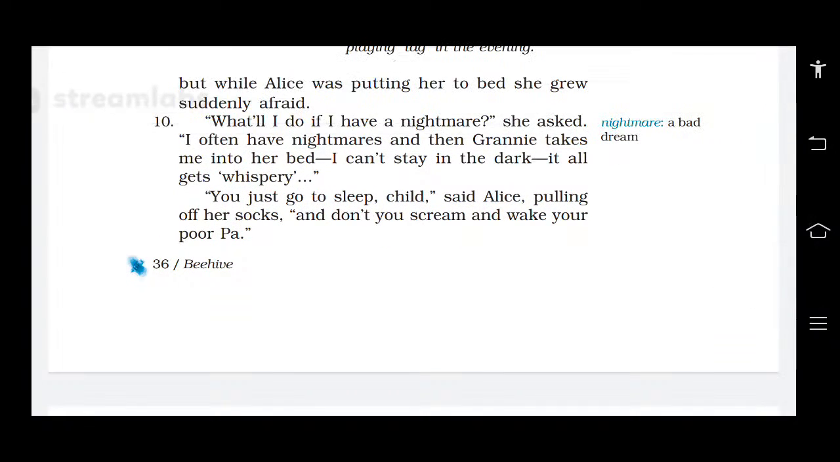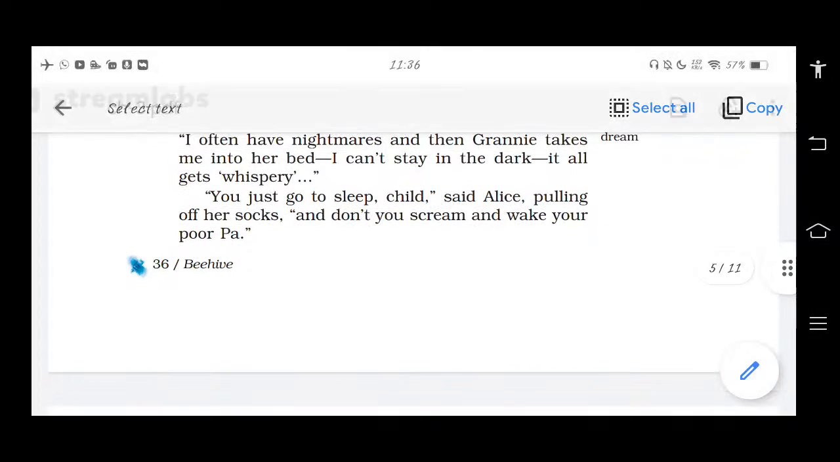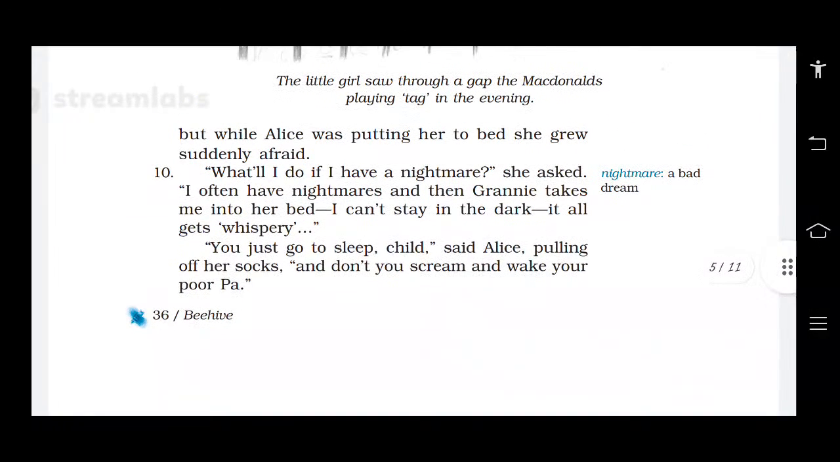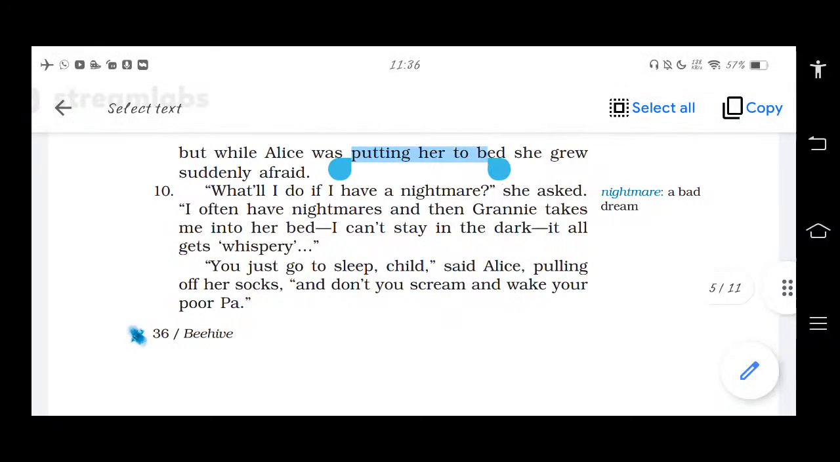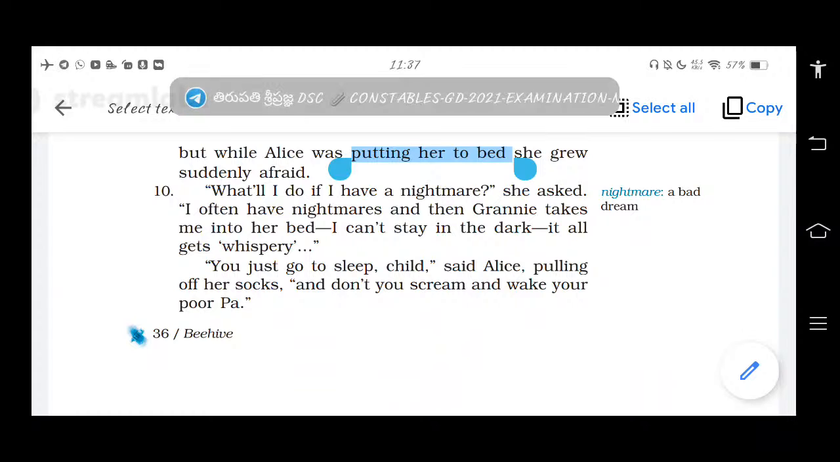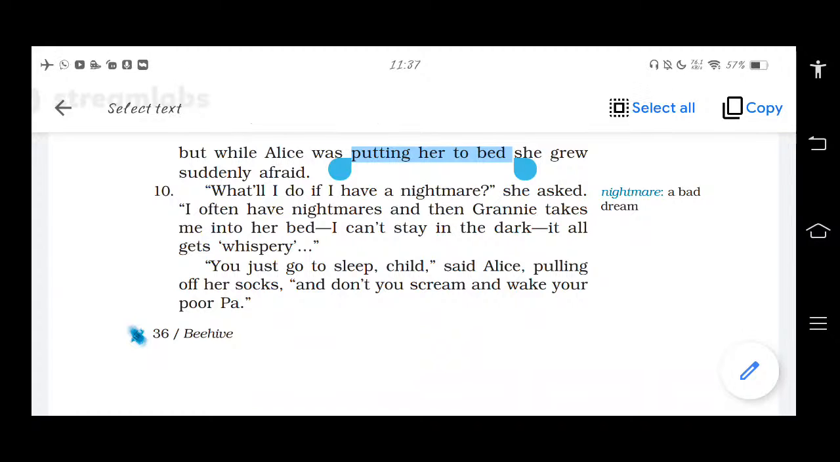So, putting her, okay, putting her to bed. See the selected part. You have to look at the selected part. Actually, putting to. We have to discuss first about put to. What is put to mean?